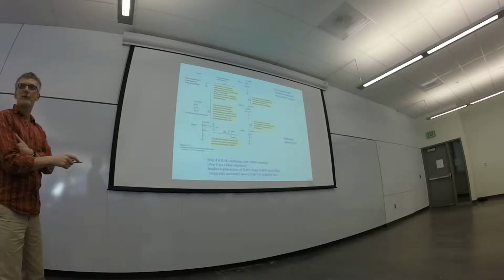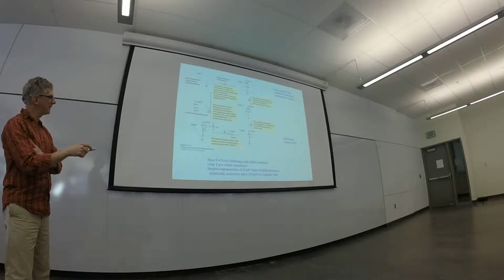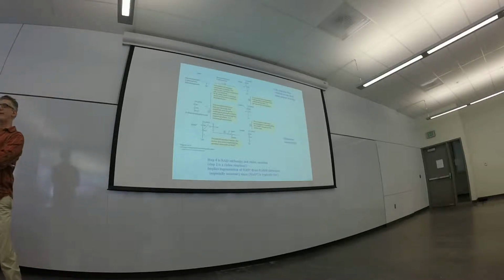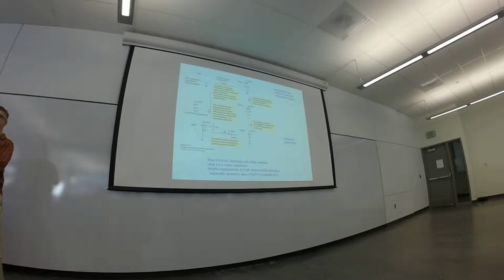Okay, so it takes us to here. We've already done the redox part of the reaction. We've got a covalent intermediate. And now let's look at what happens next. So what happens next is first NADH dissociates, that's a physical step. Then NAD rebinds, but now it's rebinding as a substrate for the next round.